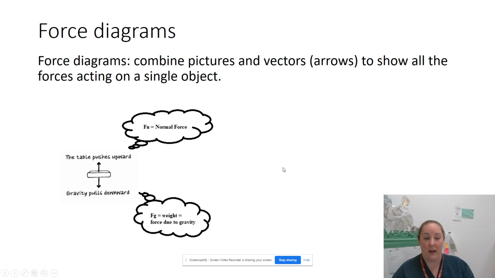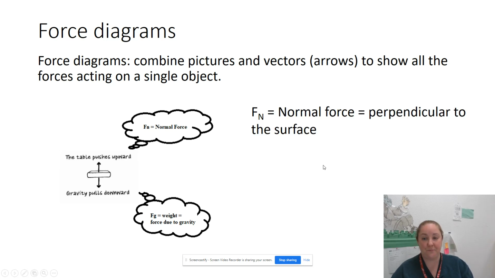The reason we call that the normal force is because it's a force that is perpendicular to the surface, and it is a contact force. So whenever you have a surface, that surface will push back up on the object at a 90-degree angle.